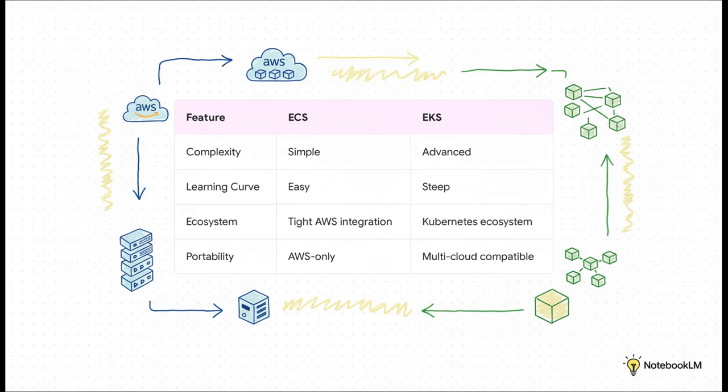ECS is just simpler. The learning curve is way friendlier, and it's deeply, beautifully integrated into AWS. EKS, on the other hand, gives you all the raw power and flexibility of the open-source Kubernetes ecosystem. It's more complex, for sure, but the big upside is that it's portable. The skills and configs can travel with you to other clouds.